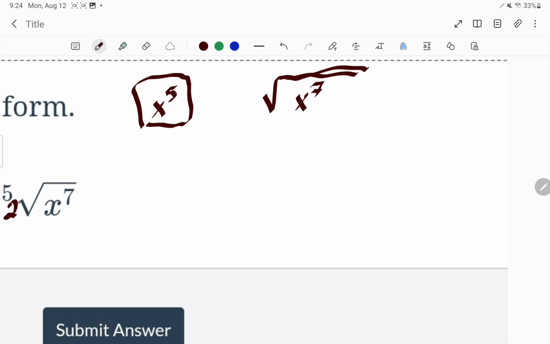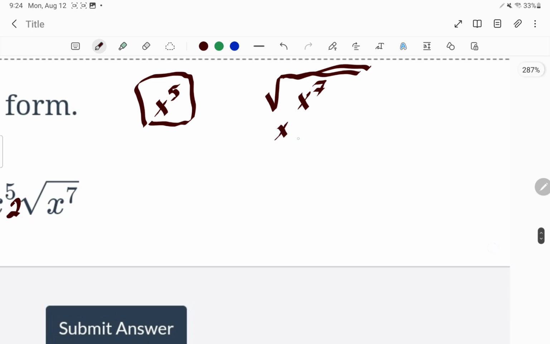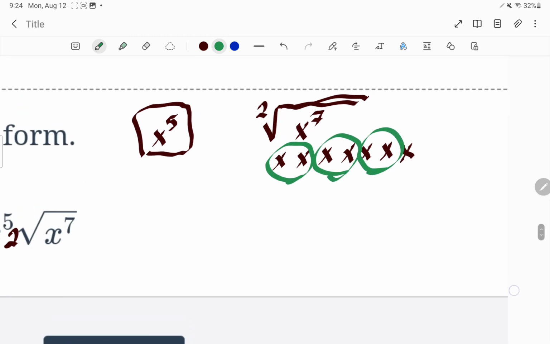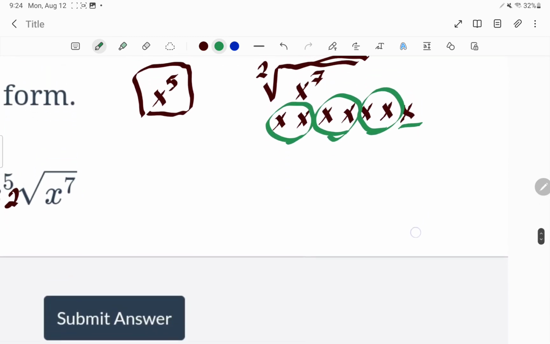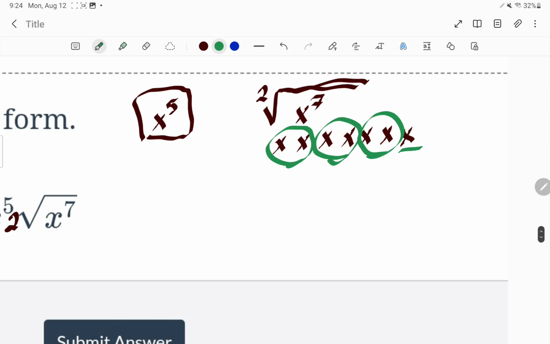So how many x's do we actually have? 1, 2, 3, 4, 5, 6, 7. We have 7 x's. And what's going to happen is that we're going to try and find groups of 2, because it doesn't have an index. That means that we technically have a 2 up there. So we're going to circle every group of 2. This is going to be 1 group, 2 groups, and 3 groups. Now, underline any loners. That's how many you're going to be leaving inside.